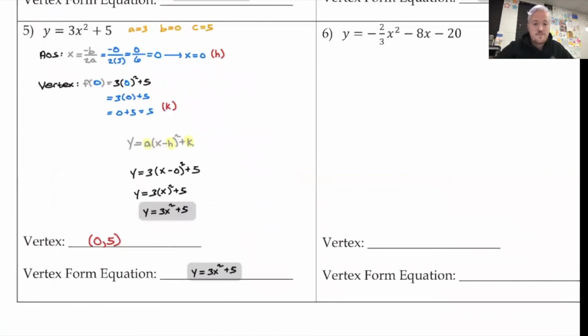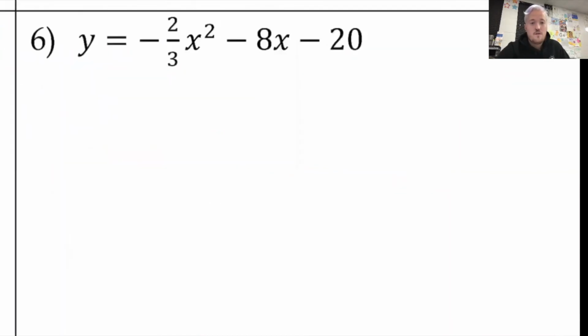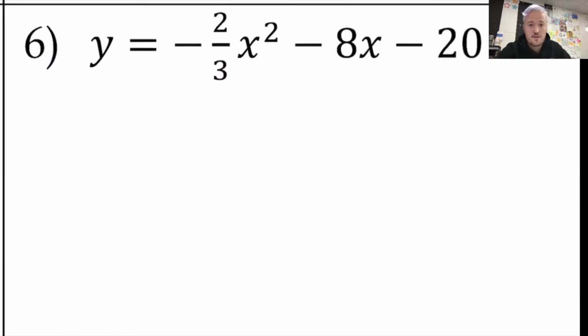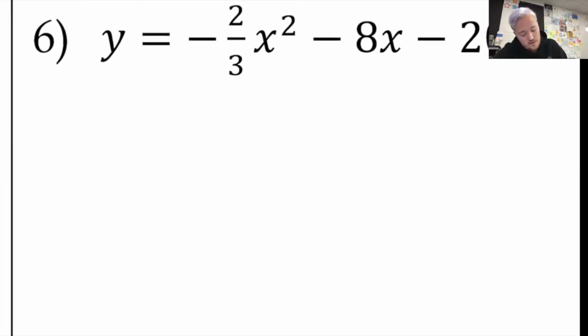All right. So now for this one, this is where the problems can get more tricky, because of the numbers itself. Now you can see we're going to have a fraction. So this is where the fun really begins.